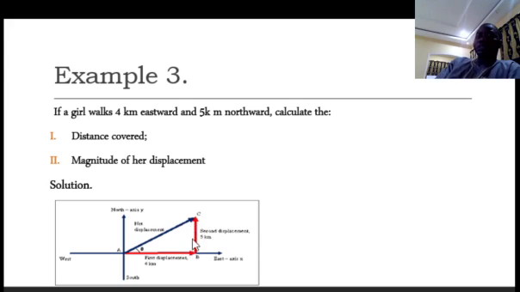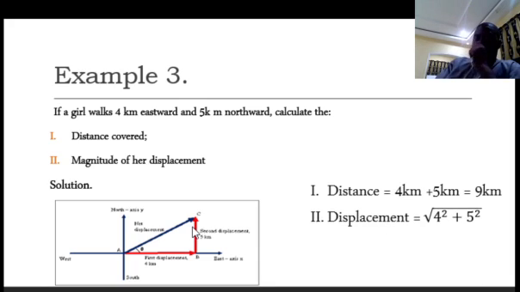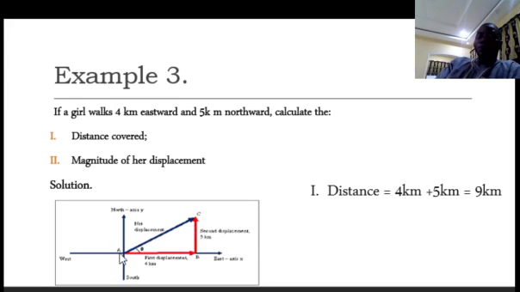So the distance covered should be the addition of all the parts covered. So that's going to be 4 kilometers plus 5 kilometers, which gives you the distance. That is 9 kilometers, and direction is not mentioned. But talking about the displacement, this is the displacement. The shortest distance covered is the displacement.